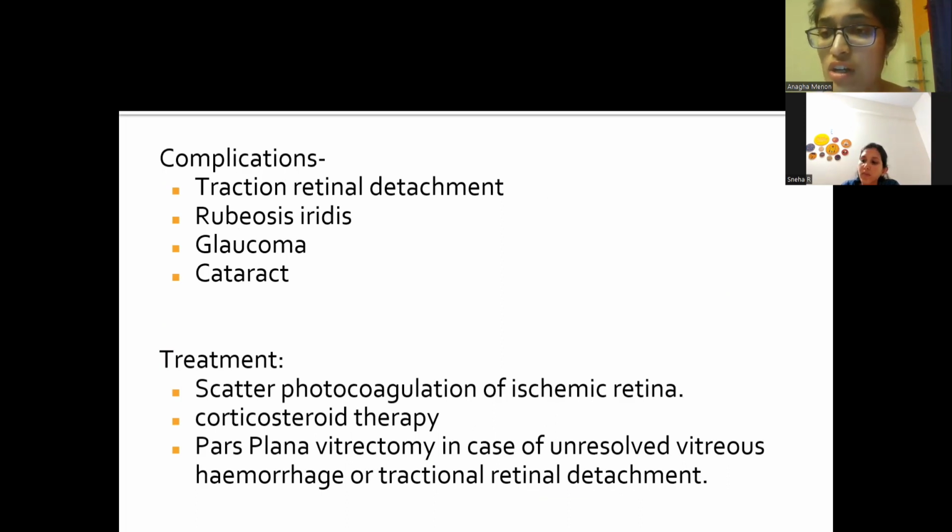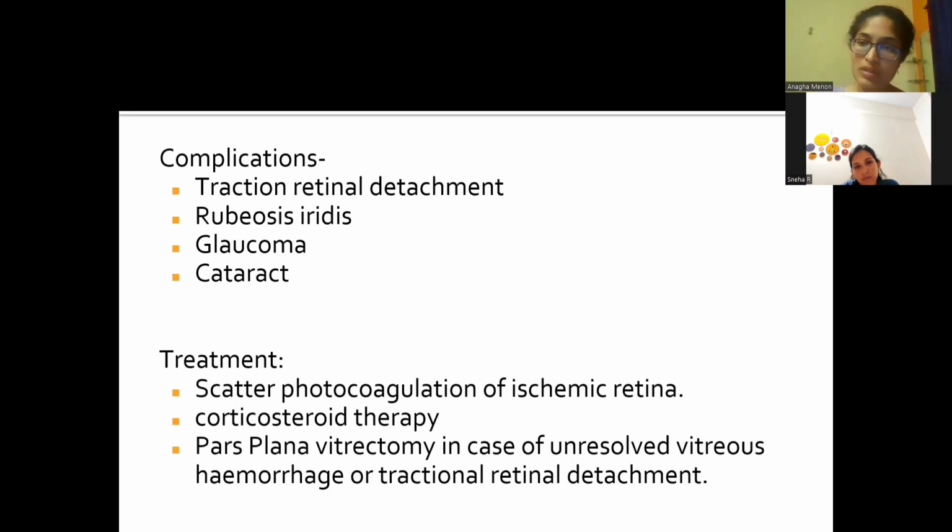So why this tractional retinal detachment occurs? All this neovascularization causes a lot of pull on the retina, right? There is inflammation, there is fibrosis. It is just going to pull the retina, and I said the retina is just waiting to get pulled off, right? So that is why we have all these complications.